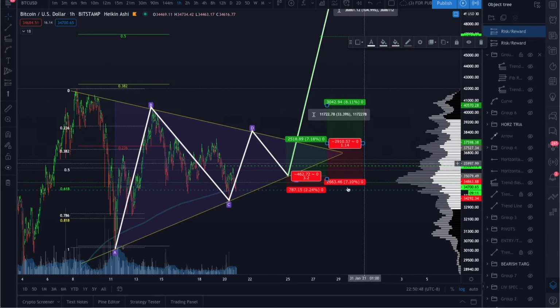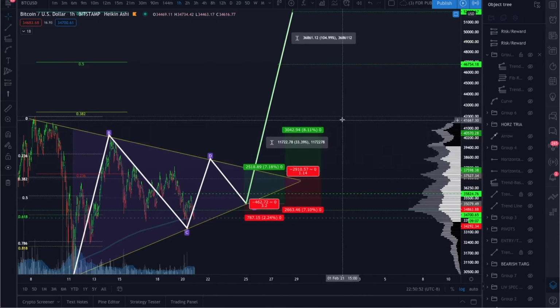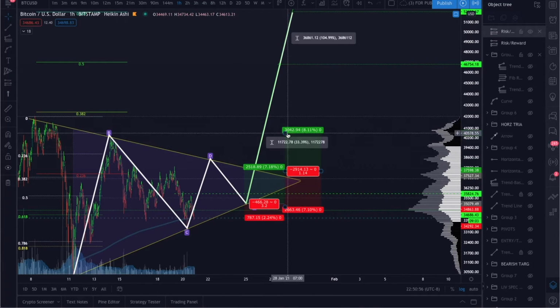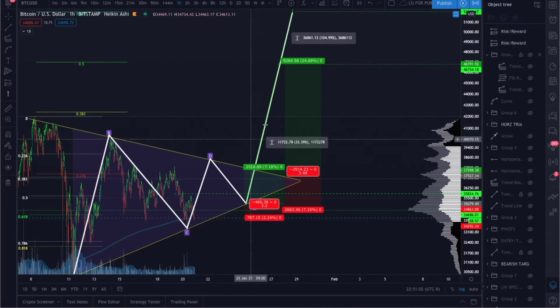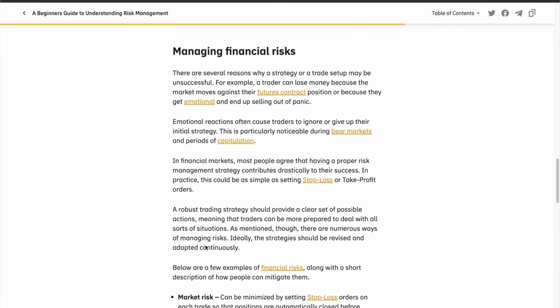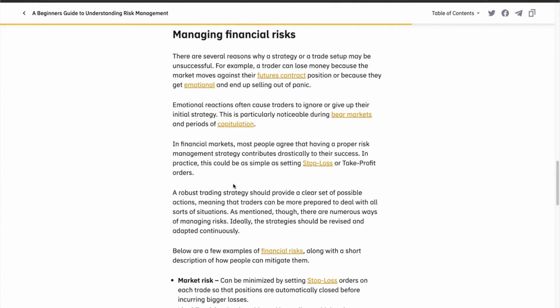Managing your financial risks. There are several reasons why a strategy or a trade setup may be unsuccessful. For example, a trader can lose money because the market moves against their futures contract position or because they get emotional and end up selling out of panic. Emotional reactions often cause traders to ignore or give up their initial strategy. This is particularly noticeable during bear markets and periods of capitulation.